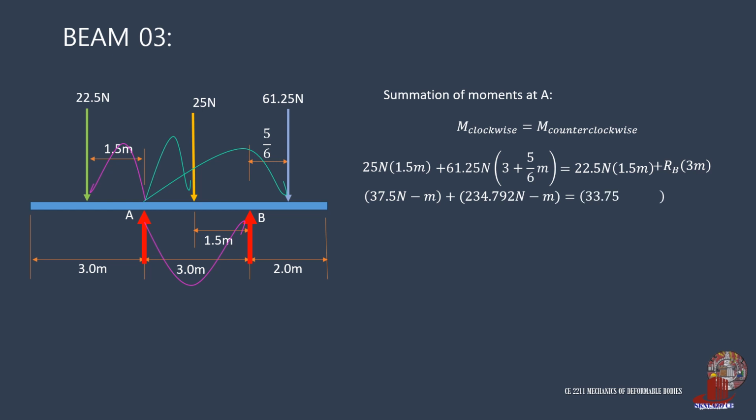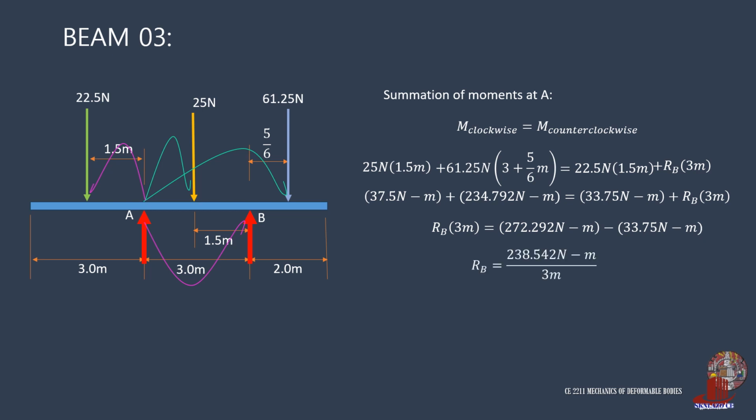Simplify each term to get 37.5 newton meters plus 234.792 newton meters as equal to 33.75 plus the reaction at B times 3 meters. Take all constants to one side to get 3 R sub B as equal to 272.292 minus 33.75 newton meters. R sub B is then 238.542 upon 3, giving out 79.514 newtons.